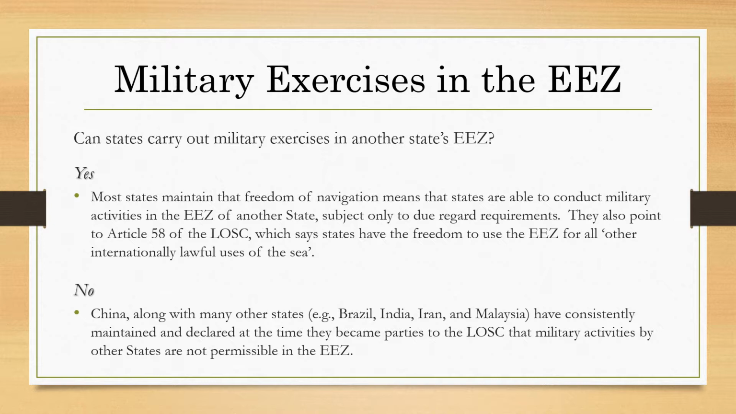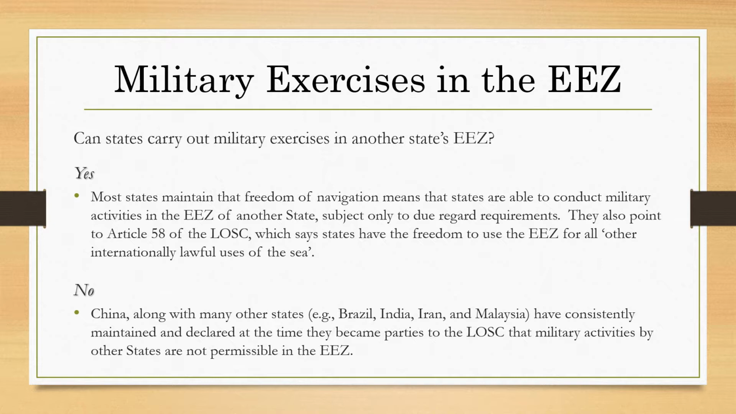So we mentioned earlier that China, for example, has rejected the United States interpretation of the law of the sea, which allows a flag state to carry out military exercises in another state's exclusive economic zone. And they're not alone in that. There are other states that have rejected this interpretation.